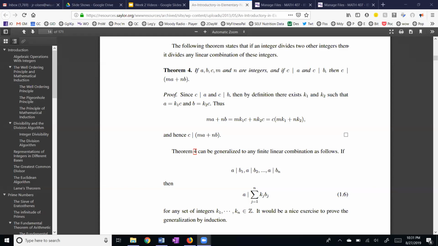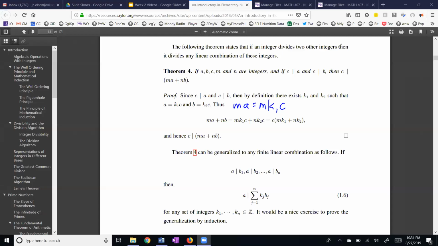Then what we do, they've kind of left out one step here. Maybe I will add one step in here. If we take our first equation here and multiply both sides by M, we get MA equals MK1C. Similarly, if we take the second equation and multiply both sides by N, we get NB equals NK2C.